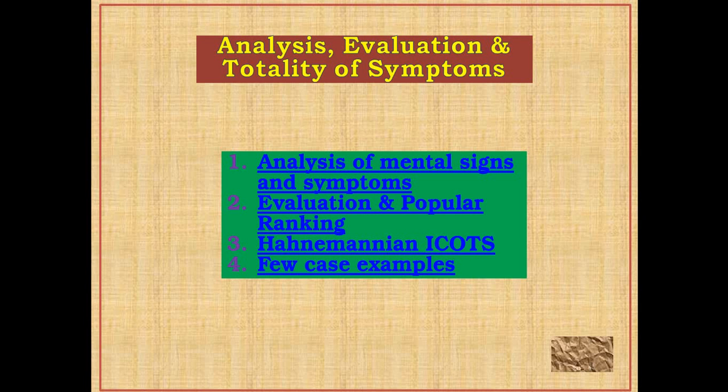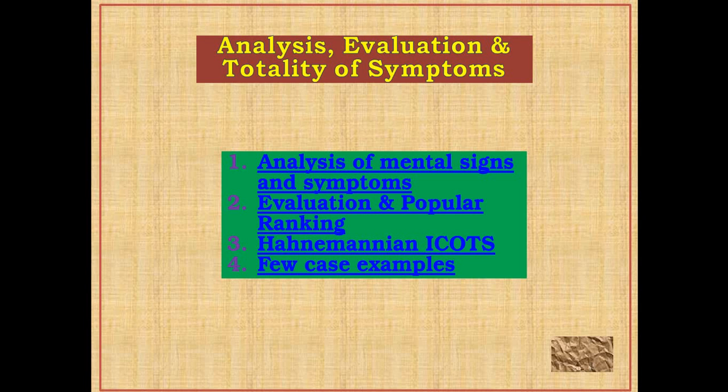That is what I am trying to do in half an hour, because this topic cannot be covered in half an hour if you go into all the details. These are additional things towards which the attention needs to be drawn: analysis of mental signs and symptoms, evaluation and popular ranking. What do we understand by popular ranking of symptoms or evaluation of symptoms? Then Hahnemann's ICOTS, the concept which we discussed in our first lecture, and a few case examples.